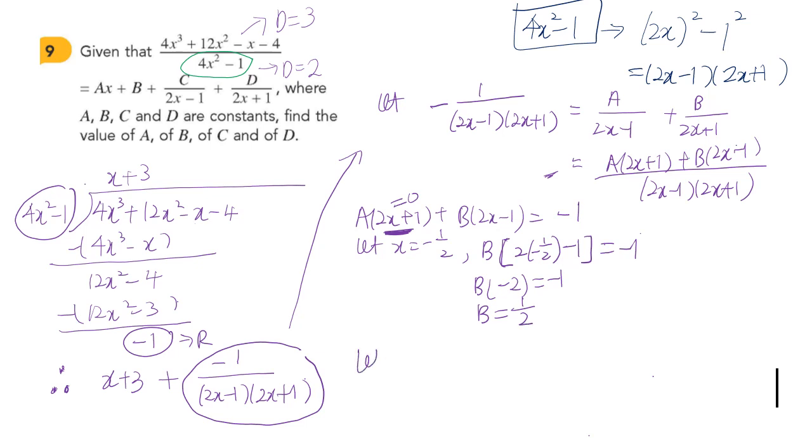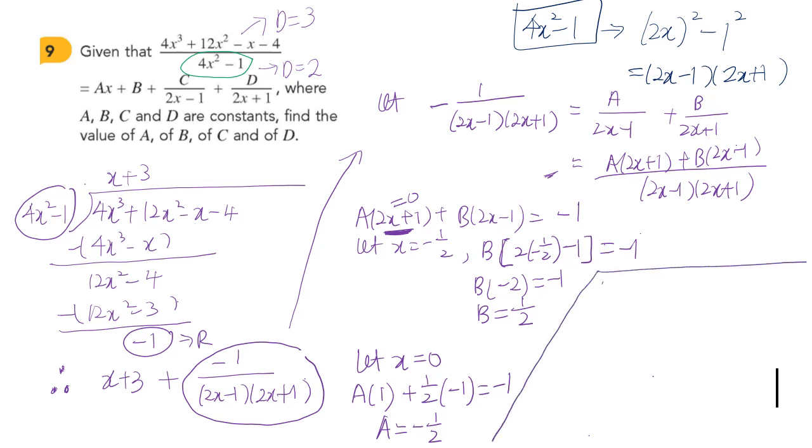Alright, then the next thing you can just let x equal 0. So A will be 1. Put back your B, which is half, minus 1 plus half, negative half. Alright, okay, so now we have found the values of A and B. Now we can put everything back into our partial fractions.